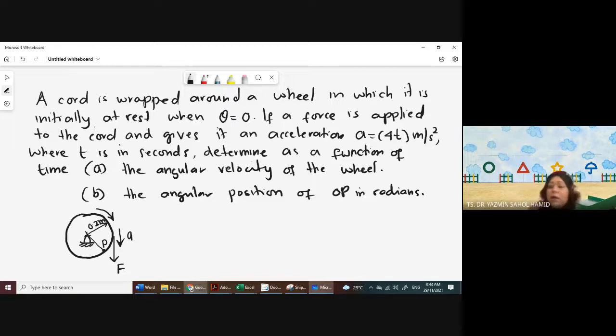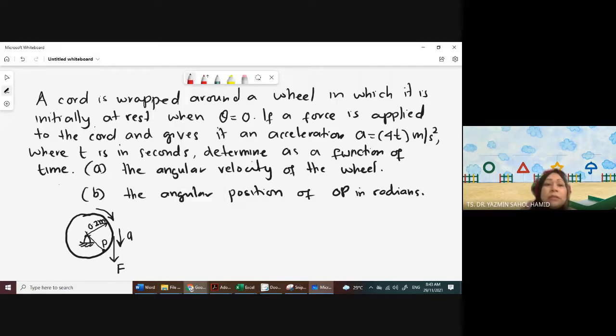Okay, now a cord is wrapped around a wheel in which it is initially at rest when theta equals 0. If a force is applied to the cord and gives it an acceleration a equals 4t meter per second squared, where t is in seconds, determine as a function of time: A, the angular velocity of the wheel, B, the angular position of OP in radians. Okay, for this question, I'll do it in red color.